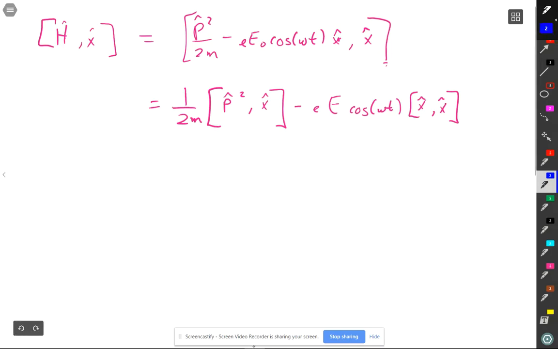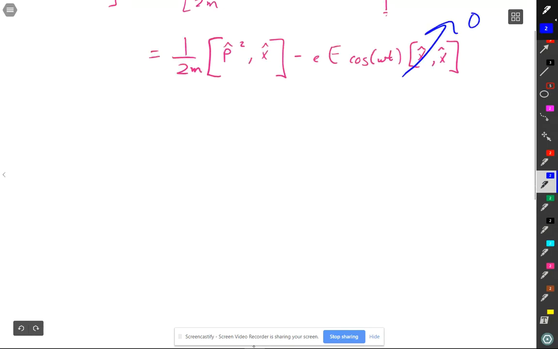And now x clearly commutes with itself. That means the commutator of x with x is 0. It cannot make any difference which one's which because they're the same. And so this here is 0, and I'm left with this side. So I have that.